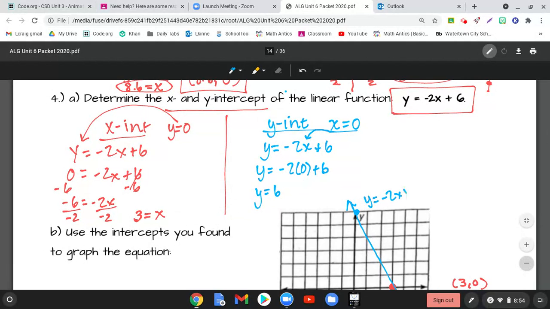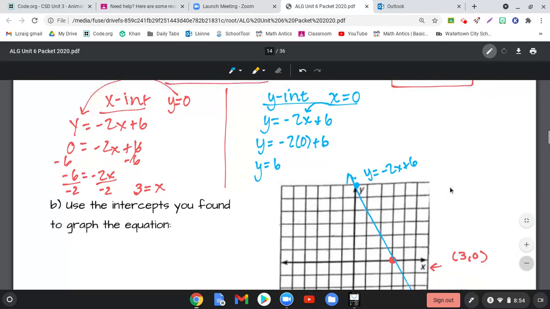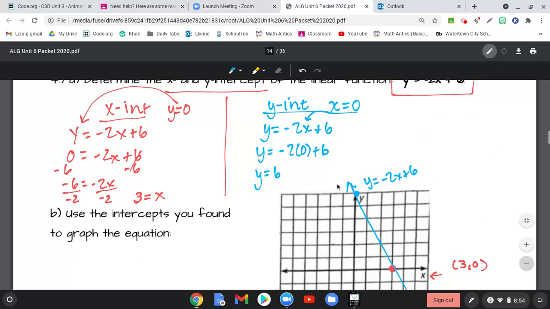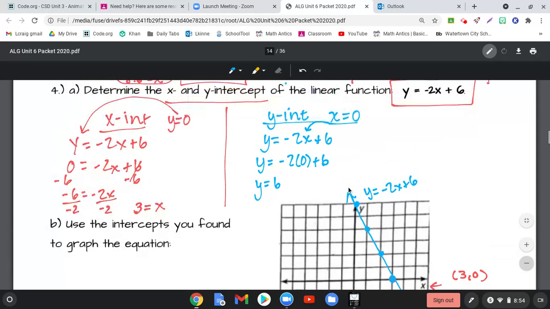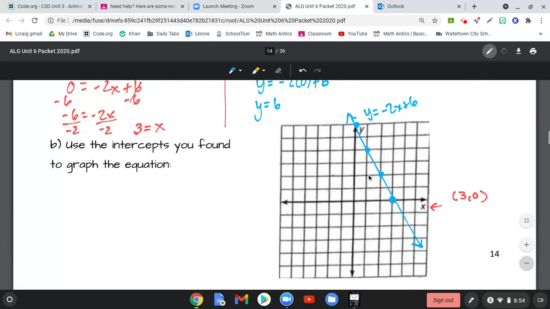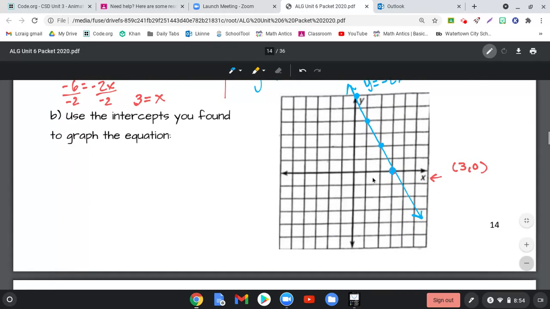Right? You can use your intercepts to find out what the line looks like, and you should always label it. Now, for me, I wouldn't have done that. I would have said, okay, my y-intercept is 6, so I'd start right here, and then I'd go down 2, over 1, there's a point. Down 2, over 1, there's a point. Down 2, over 1, and you'd get your line that way. But that's just another method for it. And we'll talk more about that coming up.